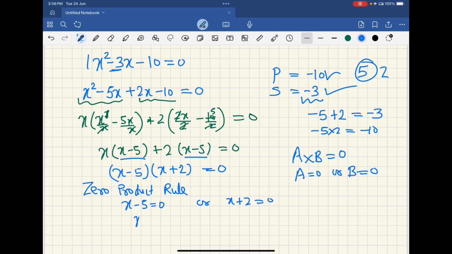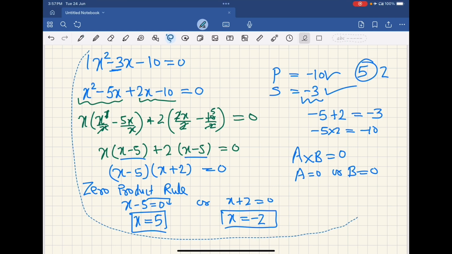Now if x minus 5 is 0, x would be equal to minus 5 goes to other side becomes plus 5. Here x will become plus 2 goes to other side minus 2. So these are our two solution for this quadratic equation. Okay, these are the two roots. x can be 5 or x can be minus 2. Okay, students. Now let us move to second question.